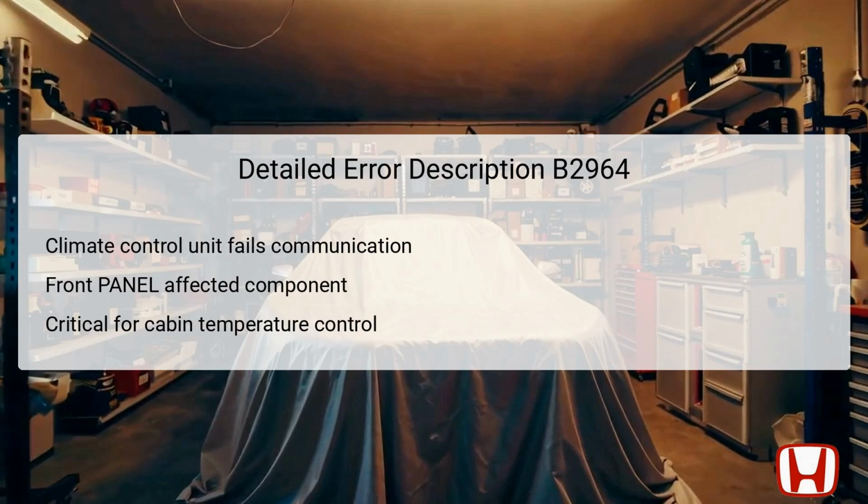B2964 highlights a communication failure between the climate control unit and the front panel in a Honda Accord. The climate control unit is responsible for managing air conditioning, heating, and overall climate within the vehicle's interior. A breakdown in communication can cause various climate-related features to cease functioning correctly. The front panel acts as the user interface, allowing the driver and passengers to interact with the climate control systems, making it essential for effective operation.